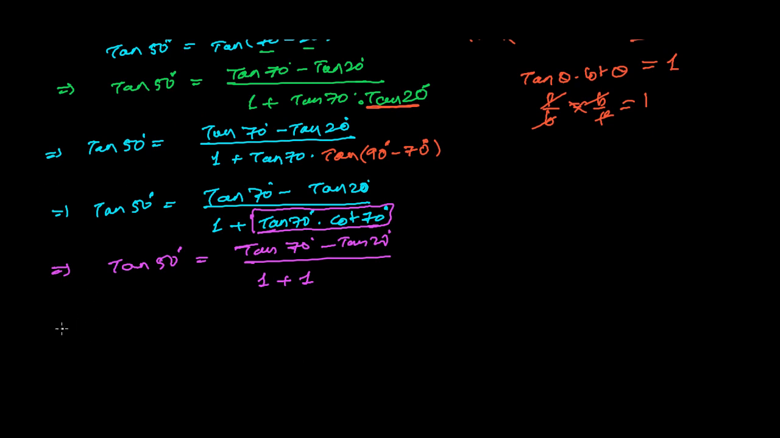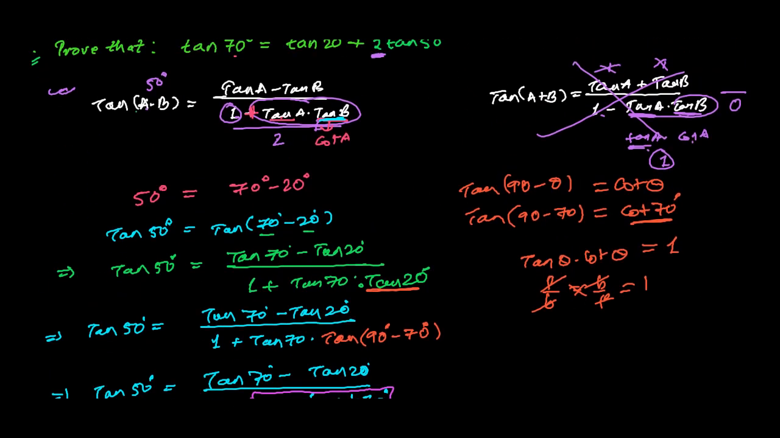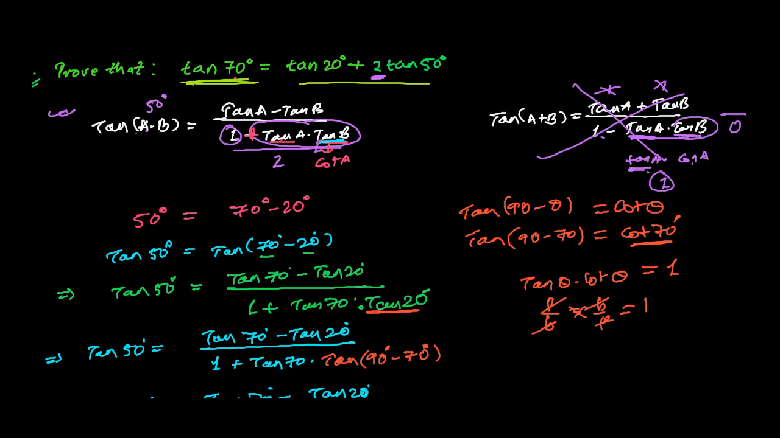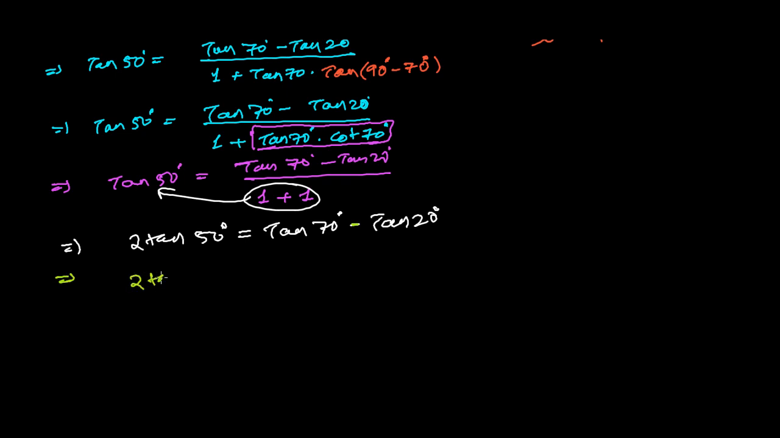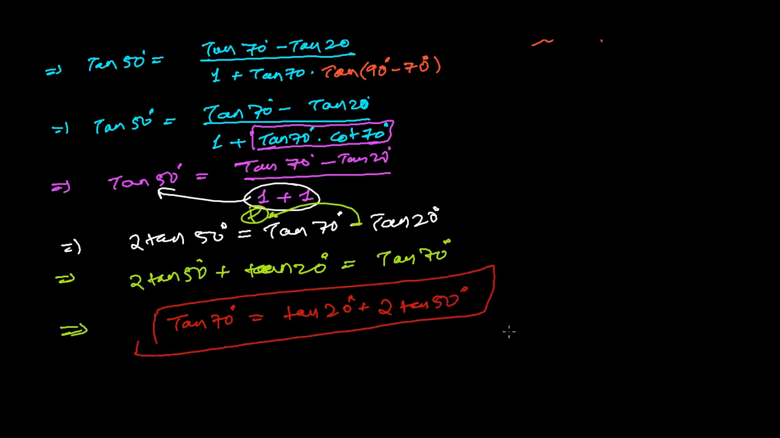Now 1 plus 1 is 2, and this 2 is going to multiply this thing, so we'll get here 2 tan 50 degree is equal to tan 70 degree minus tan 20 degree. So we have here a negative term, and let's take this to the left hand side, because we have only tan 70 on one side and the rest on the other side. So let's keep this tan 70 on one side. I mean 2 tan 50 degree, and this minus will come to this side, so it will be plus tan 20 degree is equal to tan 70 degree. So if we rearrange it properly, then we get tan 70 degree equals tan 20 degree plus 2 tan 50 degree, and this is what the question is asking us to prove. All right, and now it is proved.